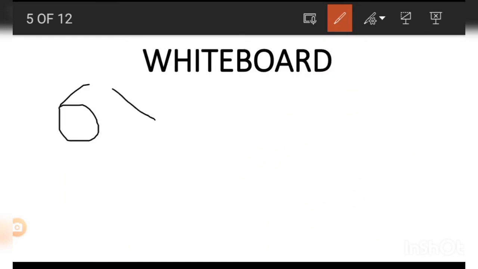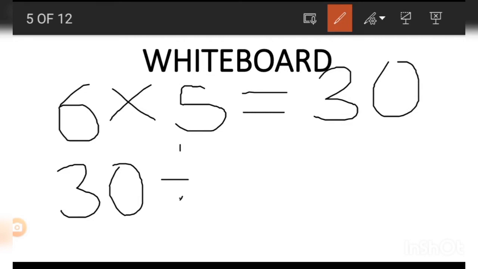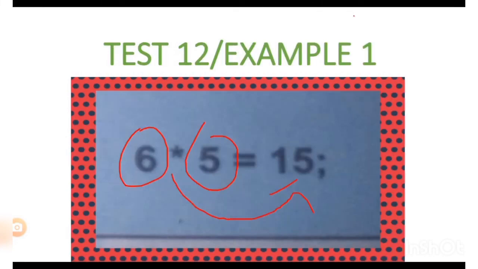The first thing we do is to multiply the given numbers. We have 6 times 5. That gives us 30. Alright, so what do we do next? We divide this result by the imaginary number 2. So when you divide 30 by 2, of course the result is 15. So this is how we got the 15.